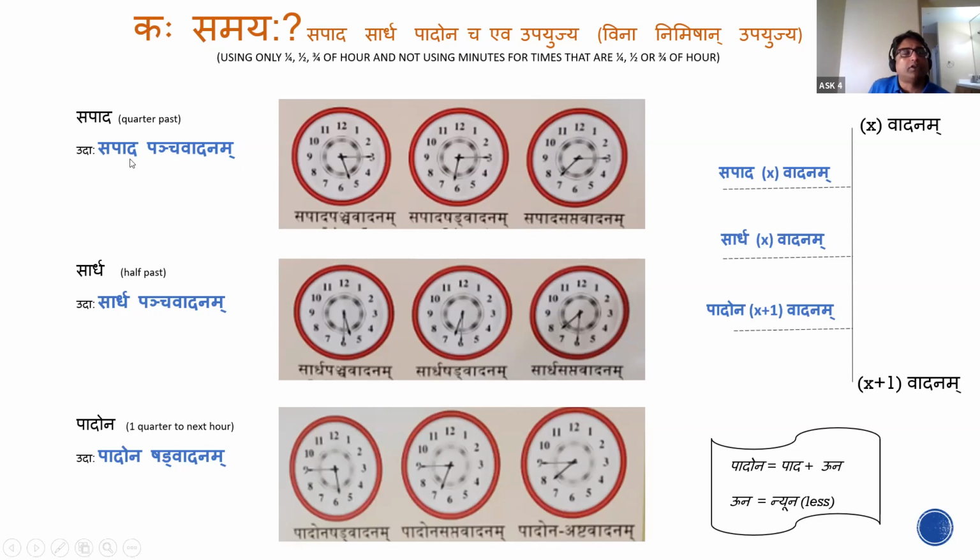So sapada means with a quarter, sa panchavadanam. You know panchavadanam. Now it has gone beyond panchavadanam. How much has it gone? One padam. So the usage is sapada, with a quarter, sapada panchavadanam. Same way, sapada shadvadanam, sapada saptavadanam. Any of those you can tell. Sapada trivadanam, sapada ashtavadanam. Like that, all the 12, there's no problem. So that is sapada. The same pattern will repeat here.